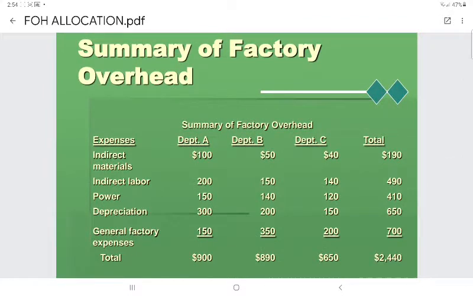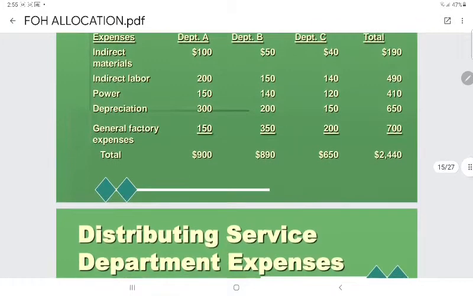Okay? So, we are given a summary of the factory overhead. Ito yung kanina pinag-uusapan natin na paano siya i-allocate. Kasi you have Department A, B, C. Unlike this one, indirect materials, indirect labor are traceable. The power and depreciation is also traceable with the machinery that they are using. Then power, of course, kanya-kanya yan ng meter, di ba? So, ito lang yung i-allocate nyo, general and factory overhead expenses.